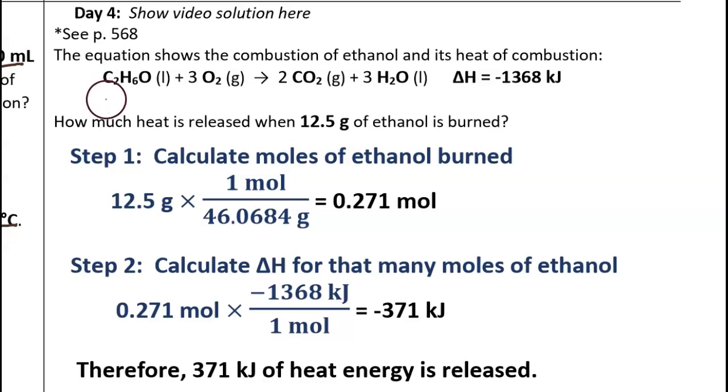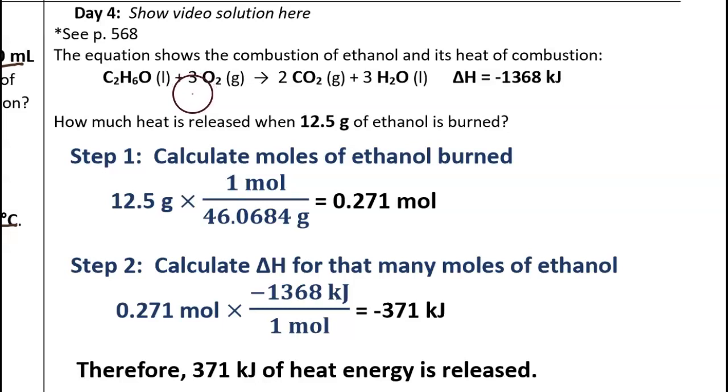The equation shows the combustion of ethanol and its heat of combustion. Ethanol plus oxygen produces carbon dioxide plus water. That's the skeleton equation, but notice the coefficients in front balancing the equation show more information.